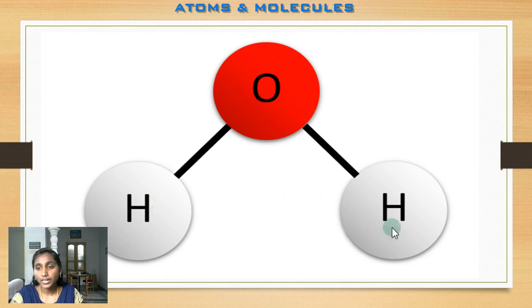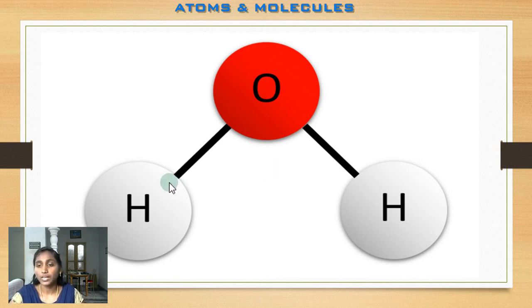Can you find out this structure? H2, 2 hydrogens, right? So H2 and 1 oxygen. So this is the formula for water, the structure for water. So H2O. Is this an atom or a molecule?